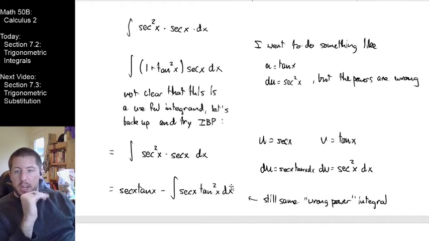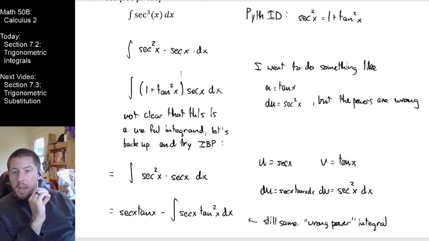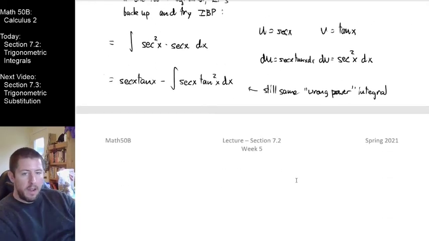And the thing that makes it not obvious that it's helpful is to remember that on the left-hand side of this equal sign is the integral of secant cubed. That's what we're trying to identify, right?